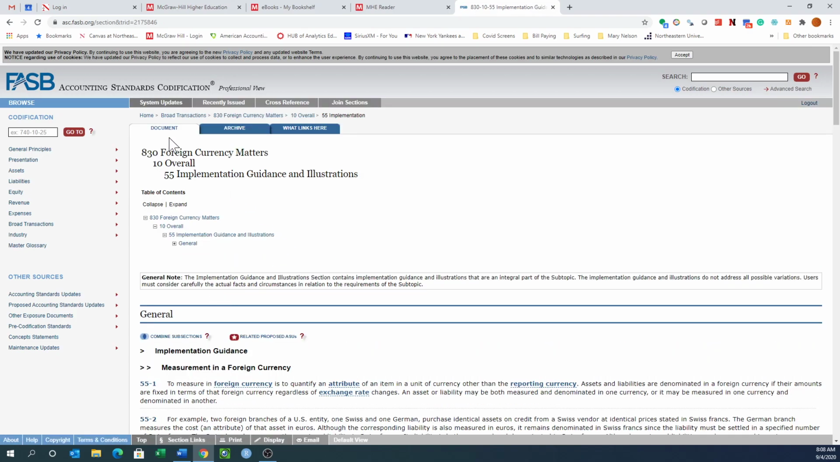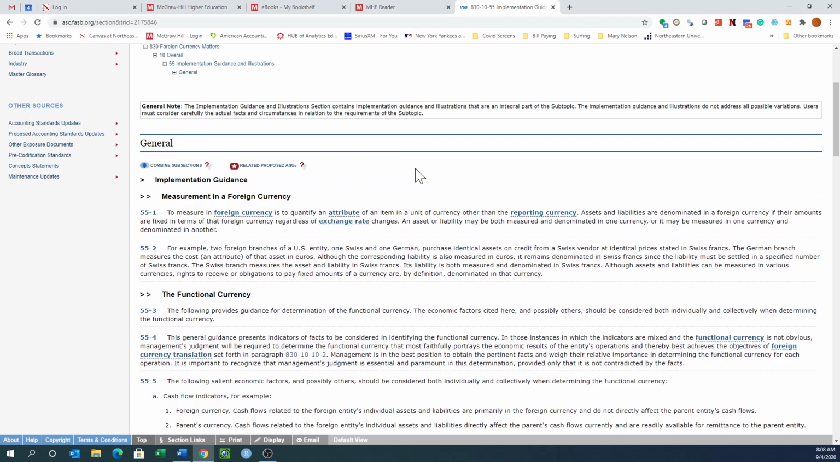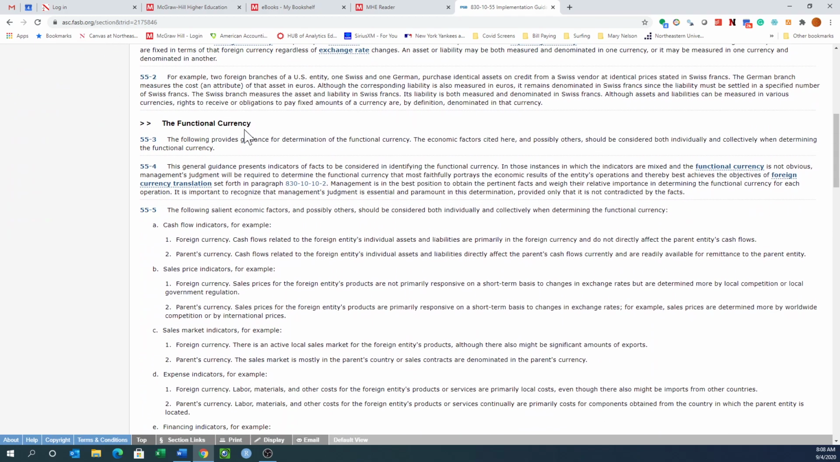So when we take a look at implementation guidance, one of the things they go through is making sure that we understand what is the functional currency. And these are all of the indicators, and it takes some judgment. There's some judgment involved in understanding what is the functional currency. We have to start looking at, well, when we are dealing with cash, how much of our cash is in that foreign currency? And is this cash kind of our standalone cash? And it's not really being affected by the parent entity's cash flows, right?